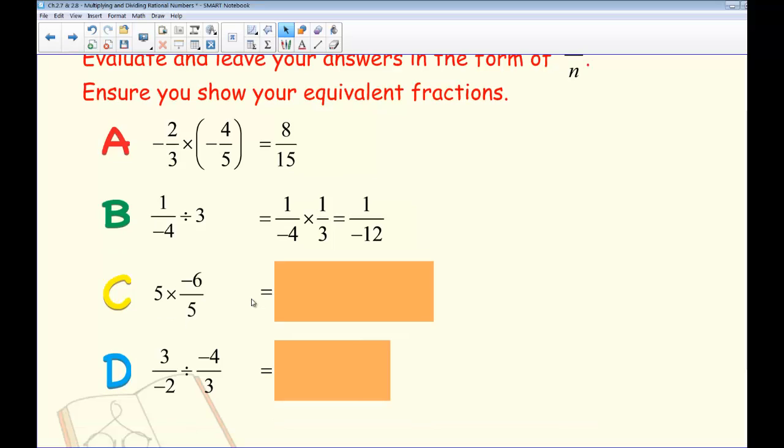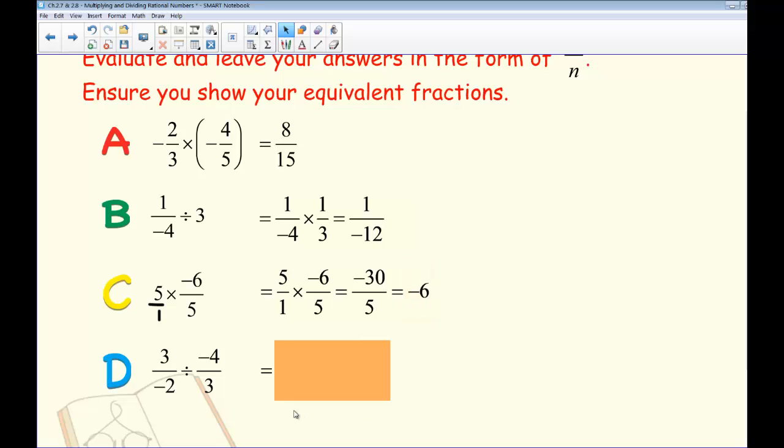In part C, I have 5 times negative 6 over 5. Now recall that 5 is really 5 over 1. Okay? So when you multiply the numerators, 5 times negative 6, that is negative 30. And then the denominators, 1 times 5. So I've written those out once again. Multiplying the numerators, it's negative 30. Then over 5. Now this one reduces, so anytime a fraction reduces, you always make sure you do that. So negative 30 divided by 5 is negative 6.